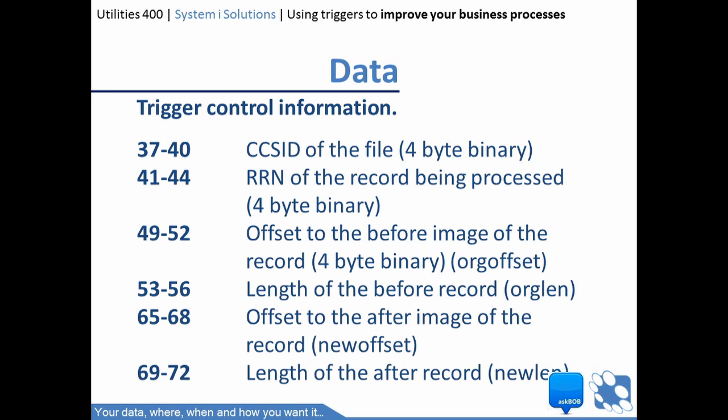And the next sets of fields are offset to the after image of the record and the length of the after record. Now obviously for an insert you won't have a before image, so you'll find the offset there is set to 0.